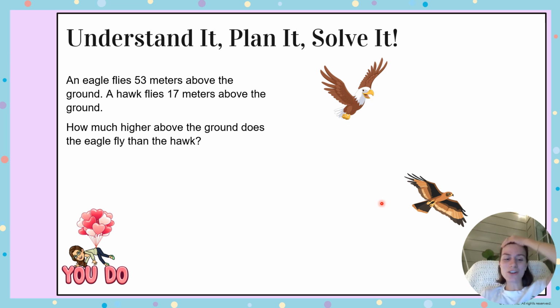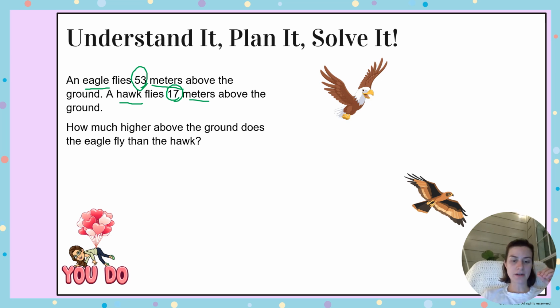So let's go ahead and first start with reading the problem, boys and girls. An eagle flies 53 meters above the ground. A hawk flies 17 meters above the ground. How much higher above the ground does the eagle fly than the hawk? Let's underline what we've been given. So I know that an eagle, okay, flies 53 meters above the ground. I know that a hawk flies 17 meters above the ground.